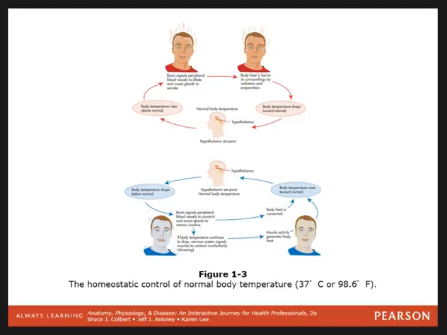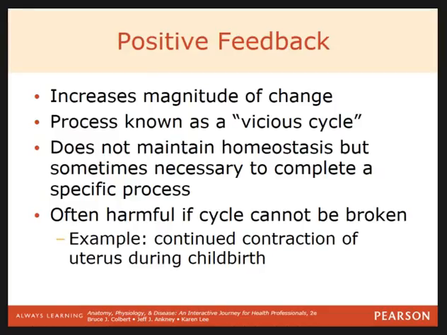Shivering is another way for our body to make heat. So these are all normal processes that are triggered by that thermostat in our head called the hypothalamus. Now there's another system called a positive feedback. Positive feedback just keeps pushing forward. It's often known as a vicious cycle. It just keeps increasing the magnitude of change. It doesn't maintain homeostasis. It doesn't have a balance switch.